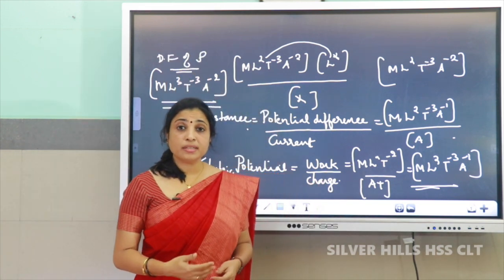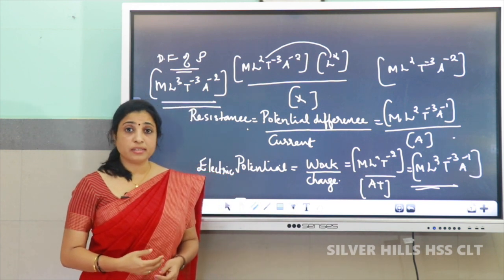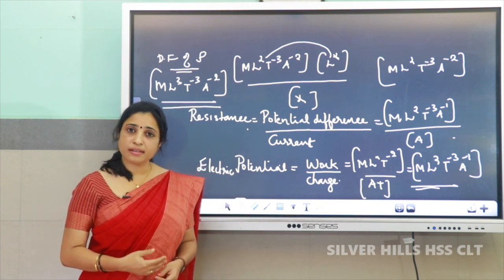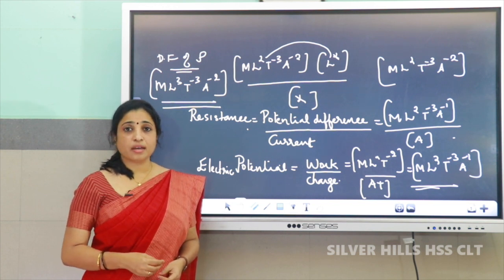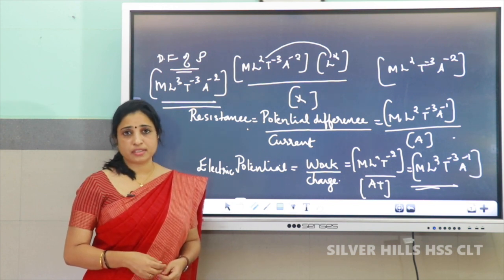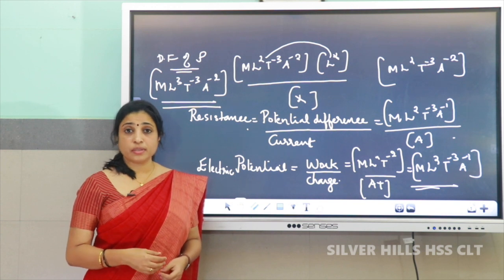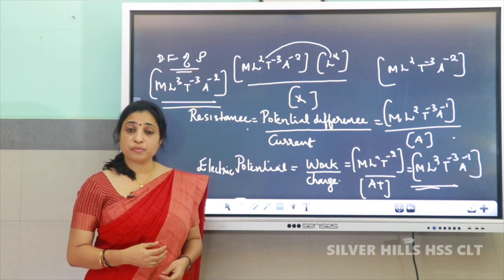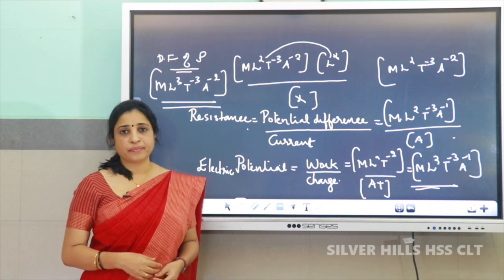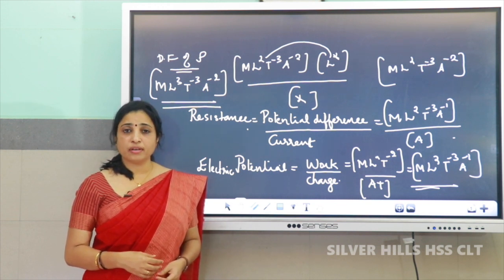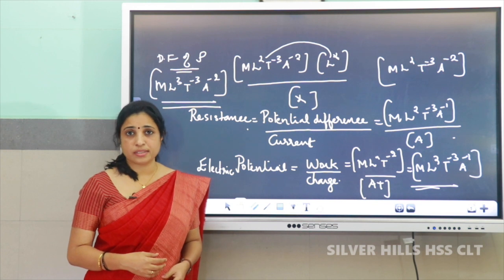Now, materials can be classified on the basis of their resistivity as conductors, insulators and semiconductors. Conductors are materials which have very less resistivity. Their resistivity ranges from 10 raised to minus 8 ohm meter to 10 raised to minus 6 ohm meter. Aluminum and copper have very less resistivity.